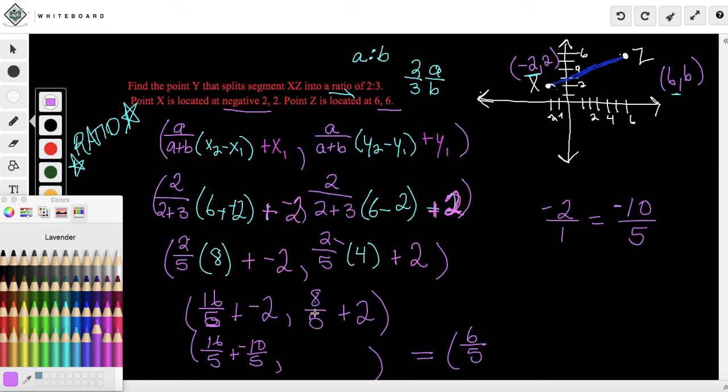Then our second coordinate, we have 8/5 plus 2. So if we want to change our 2 into something over 5, we're going to come over here. 1 goes into 5 5 times. 5 times 2 is 10. Or remember, you can just multiply both by 5. You get 10/5. So 10/5 plus 8/5 equals 18/5.